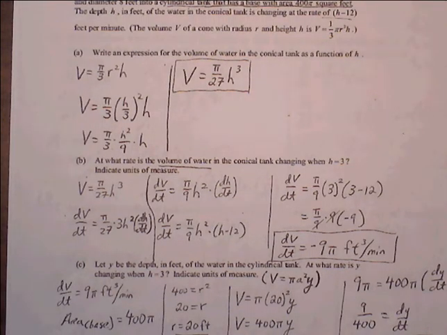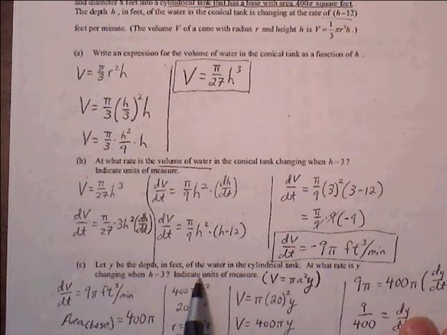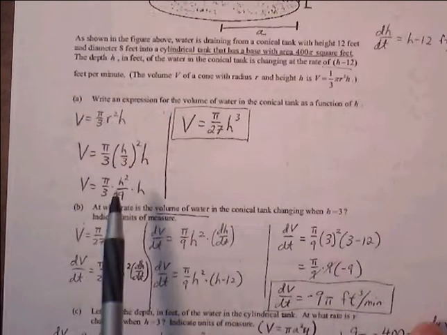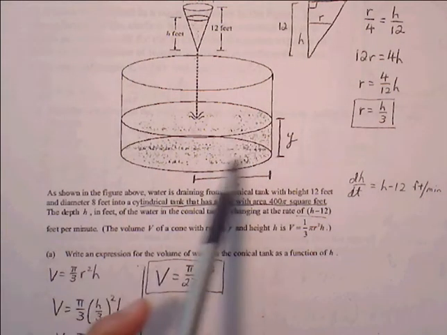Okay, part C. Let y be the depth in feet of the water of the cylindrical tank. At what rate is y changing when h is equal to 3? So we're now dealing with a different shape. We're no longer dealing with the cone. We're dealing with the cylinder.